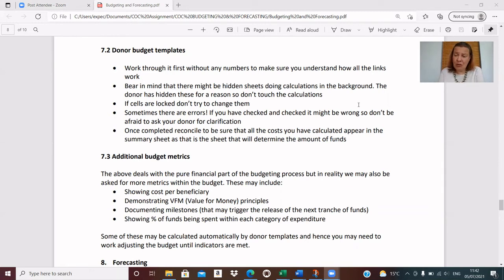And once you've completed the donor template, make sure that you do a reconciliation check. Remember, in the template that we created for ourselves, we brought in the numbers from 2 different parts of the template just to check that it was complete and reconciled. So just do the same with the donor template. Make sure that you're happy that all the numbers are complete and feeding through and appearing in the final summary budget as you would expect.